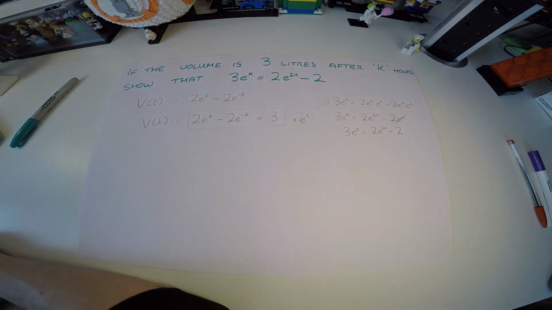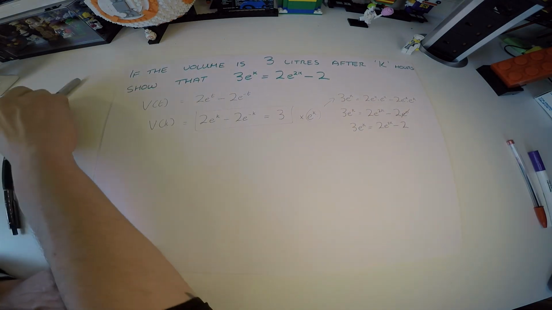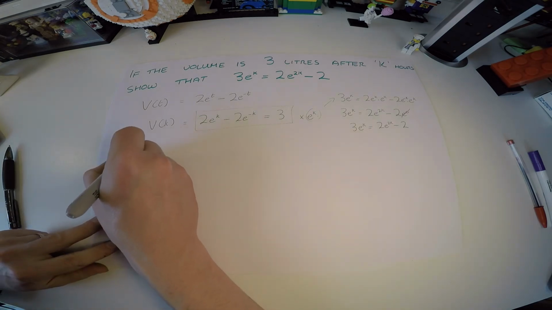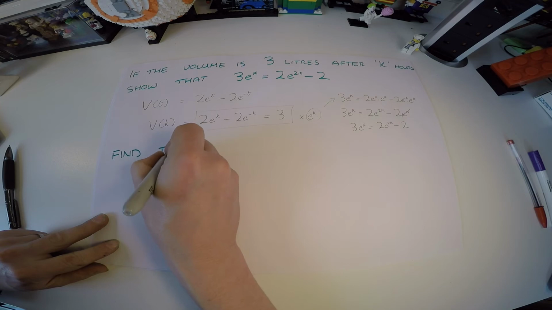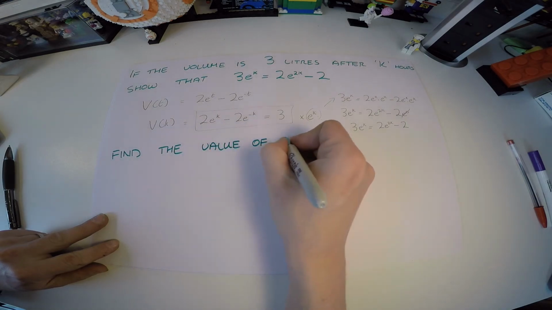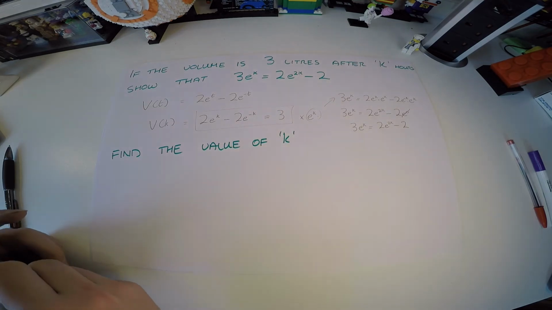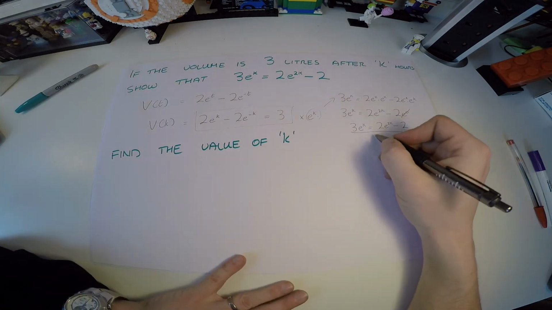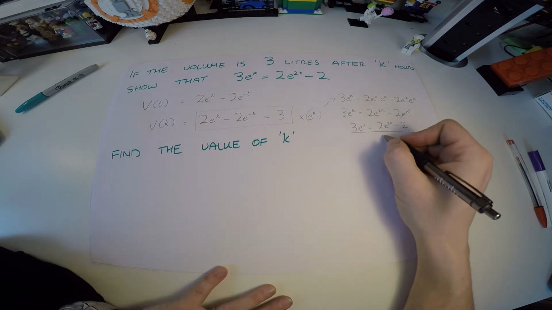And then it says in the next part, find the value of k then, given that information, right? Hence, find the value of k. So, we're left with this equation here. Okay, so what can we do to this?